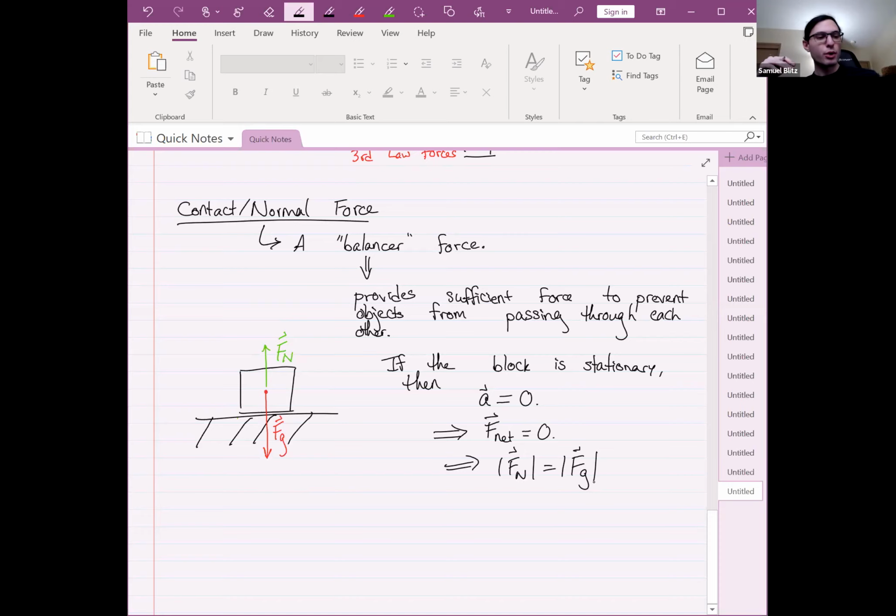So the point to make here is that if an object is not accelerating perpendicular to a surface, so imagine an object just sliding along a surface, right? Then there has to be a normal force ensuring that the acceleration in that perpendicular direction is zero. Because if it weren't zero, it would either float up or it would sink through the surface. There has to be a normal force.